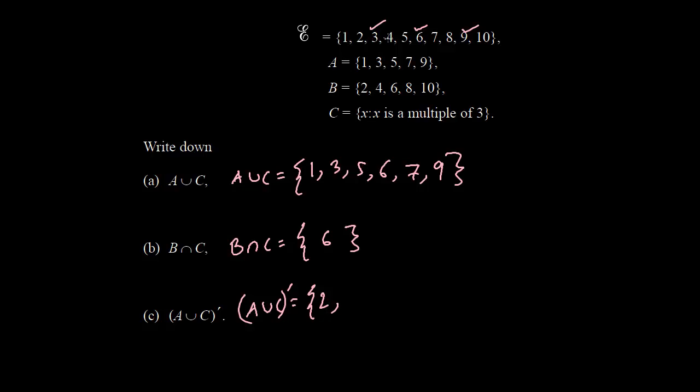Then we have to remove 3. We don't have to remove 4 because 4 is not here, so let me write 4 here. Then we have to remove 5, 6, 7. We don't have to remove 8, and then we don't have to remove 10. So that's how it works.